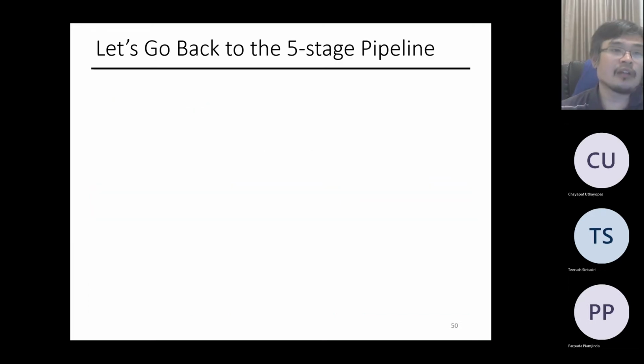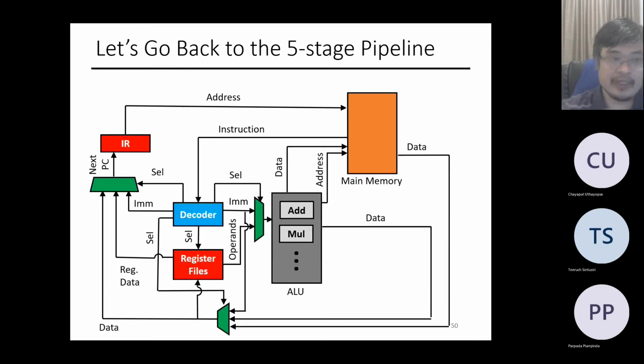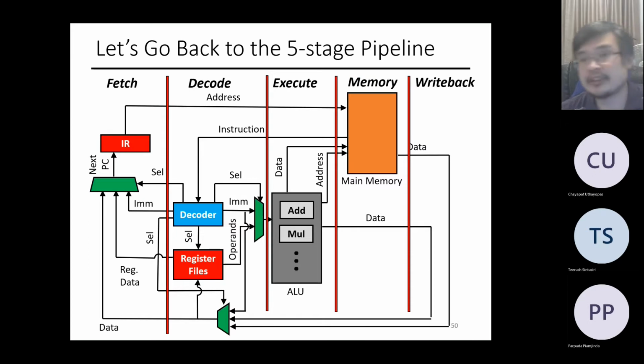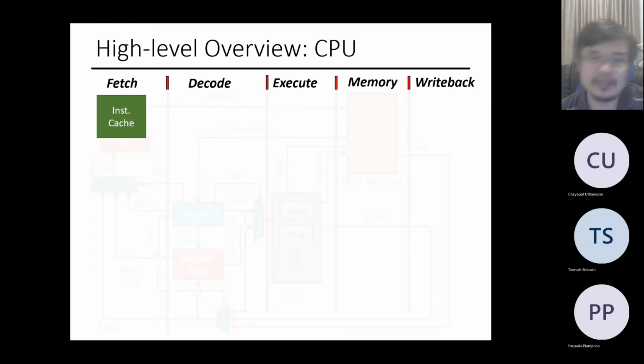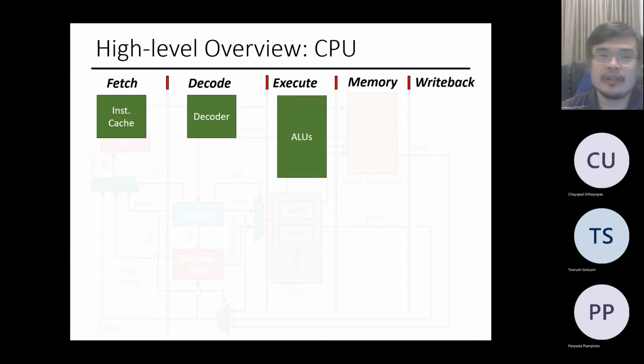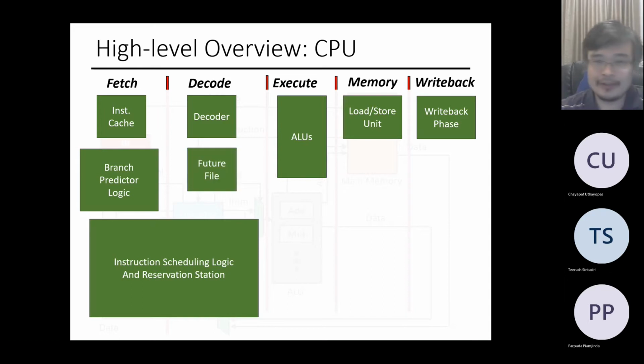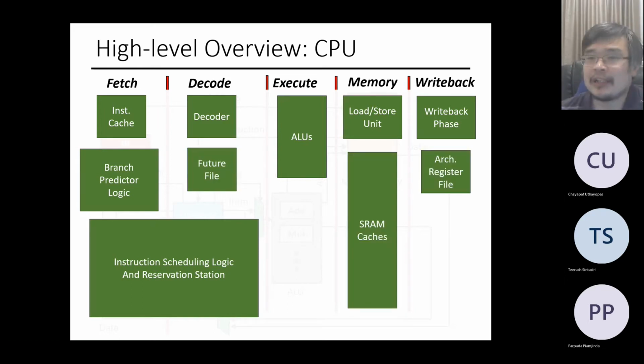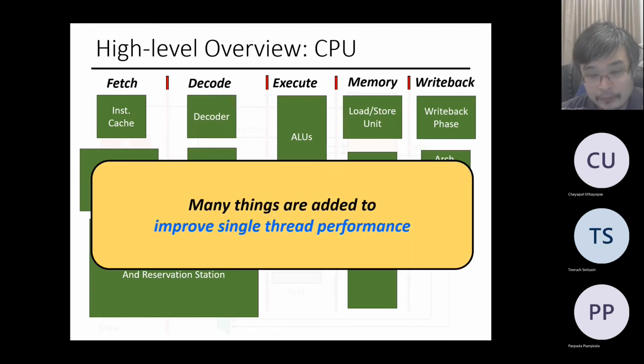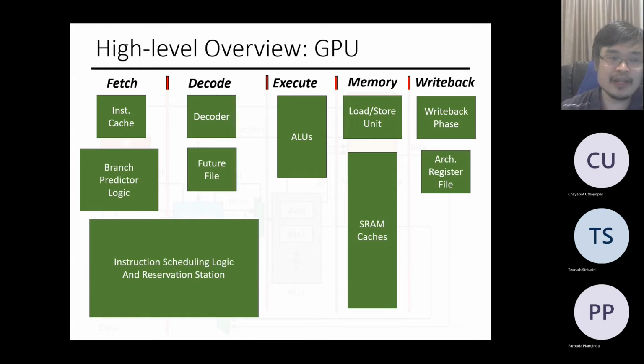All right. So let's go back to the 5-stage pipeline that we have in class, right? You have fetch, decode, execute, memory, write back, right? For the CPU, you have things like the instruction cache, the decoder, ALU, load store unit, write back phase, branch predictor, out of order execution, right? And the SRAM cache for your data. Everything here is there to improve single thread performance. Well, there are things that are there to improve multi-threading performance as well, but a lot of these components would improve single thread performance.